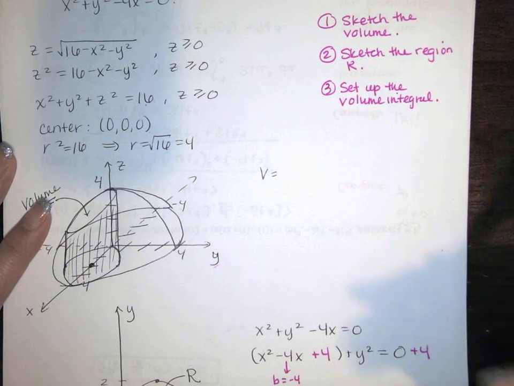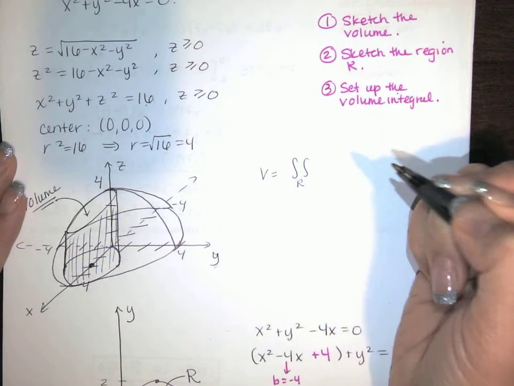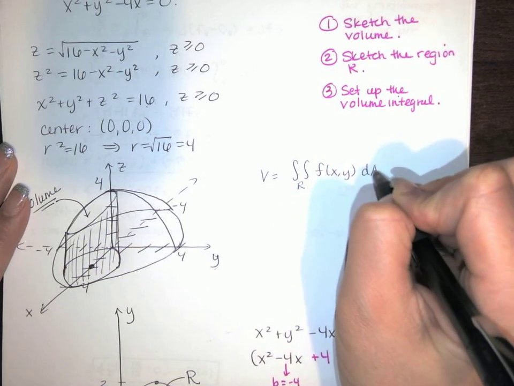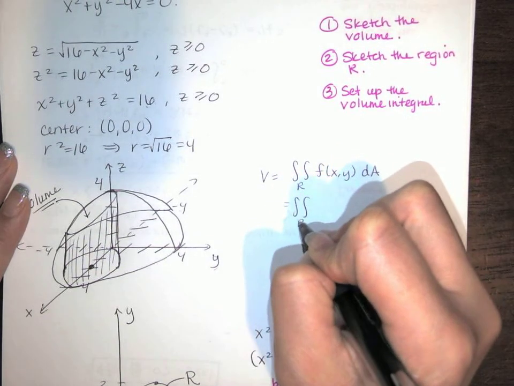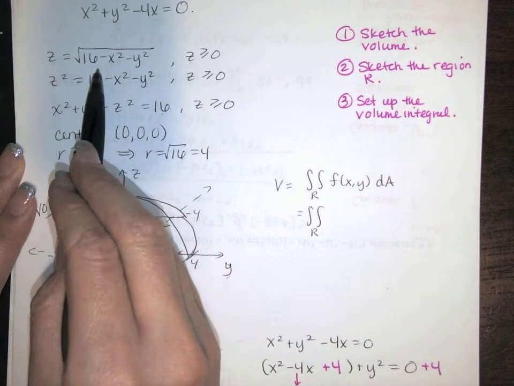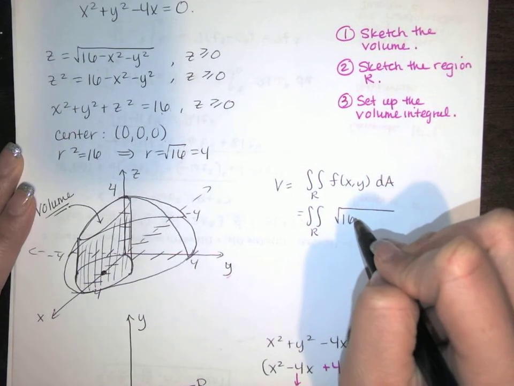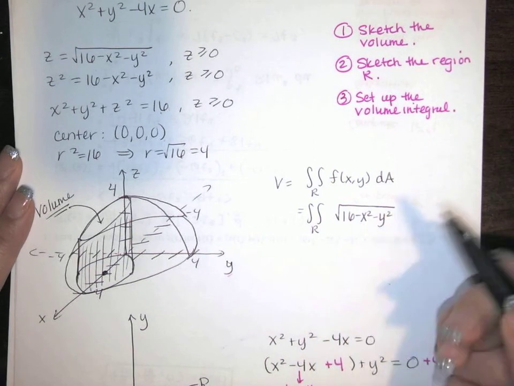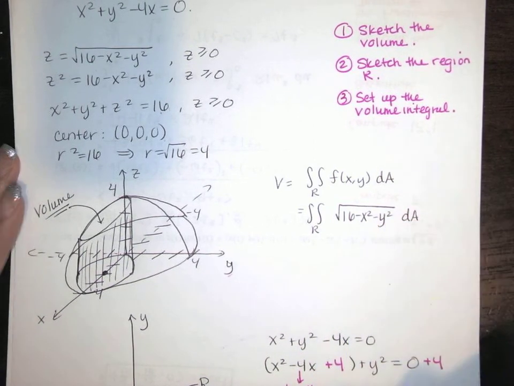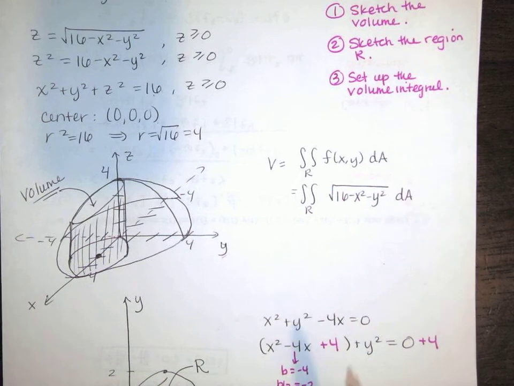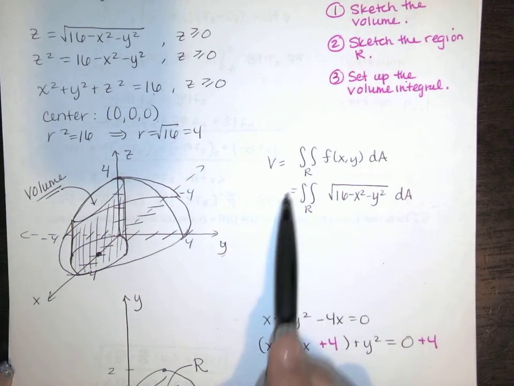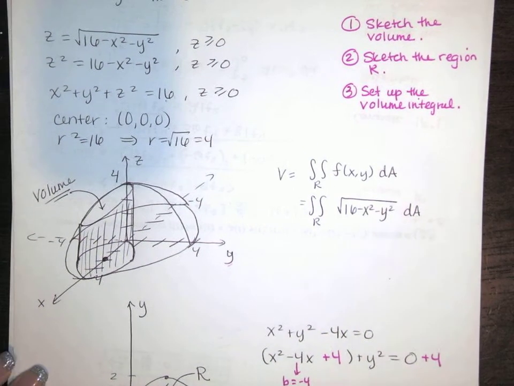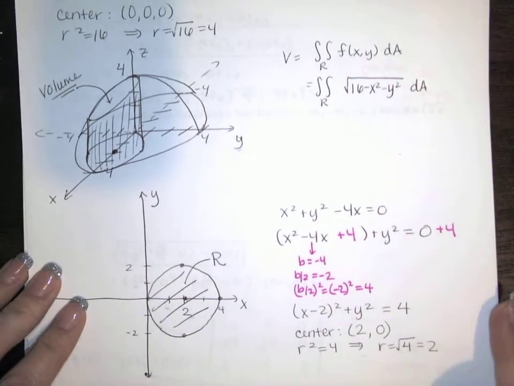We know that the volume is the double integral over R of the function times dA, and the function is the square root of 16 minus x squared minus y squared. And I see that x squared plus y squared, if I factor out that -1, is an excellent candidate for polar coordinates. So we need three things: we need R in polar coordinates, we need an integrand in polar coordinates, and we need dA in polar coordinates. We'll substitute those and then we'll evaluate the integral.